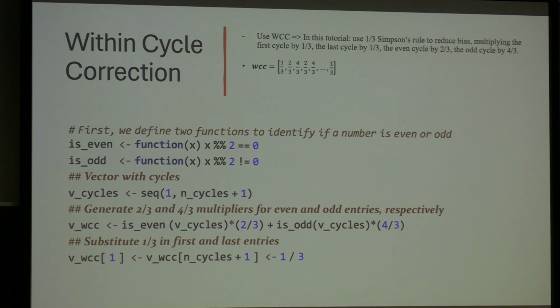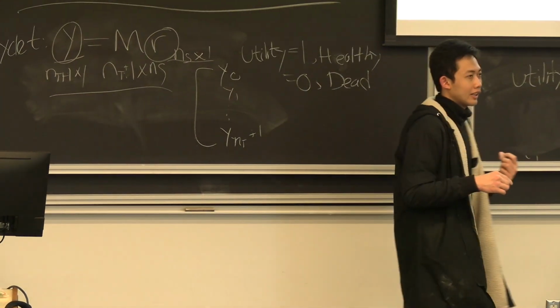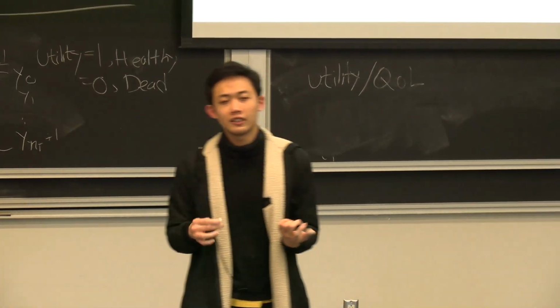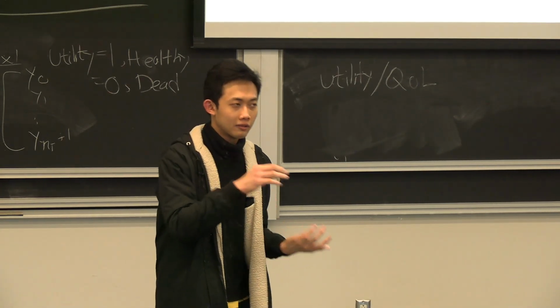We are doing the discrete model because, if we see the way we are defining the matrix and the vector, we are assuming that they are discrete, not continuous. So we need to correct some values for the matrix and also for the vector. That's why we need to do within cycle correction. In this case, we are using the 1/3 Simpson rule to reduce the bias. Of course, you cannot jump from age 25 to suddenly become 26. You have 25 years old and 1 month, 25 years old and 2 months, 25 years old and 5 months, and etc.